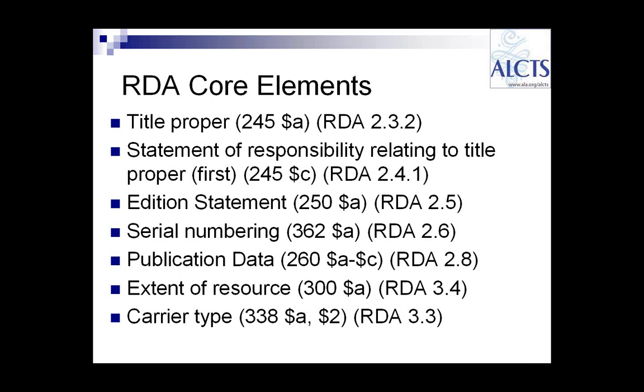So here is a list of the core elements for RDA. The title proper, and what I've done for you in parentheses is include the MARC tag and the RDA guideline area that discusses that particular core element. The statement of responsibility relating to title proper, the edition statement, serial numbering if you have a serial, publication data, the extent of the item, the carrier type. Okay, and we'll talk a little bit more about carrier type in a bit.